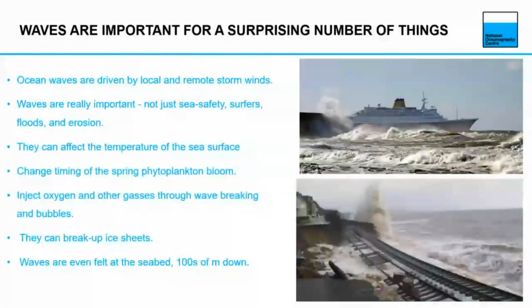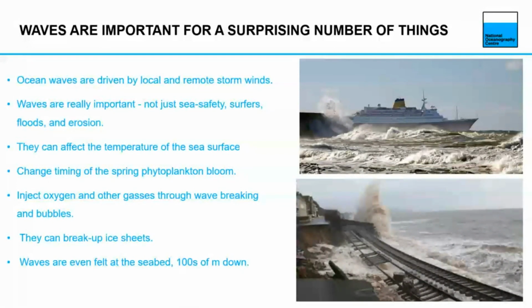So I want to try and explain that waves are important for a lot of things. They're not just charismatic things when you're at the beach. The ocean waves are driven by local or remote storm winds, but they're really important for coastal erosion, flooding, sea safety, surfers. When you're designing big ships with 50-year life expectancies, they need to know what the wave climate is going to be. So there are safety concerns: people working at sea, oil rigs, renewables, all of those things need a good idea of the sea state.